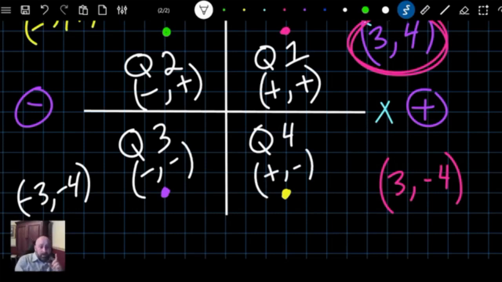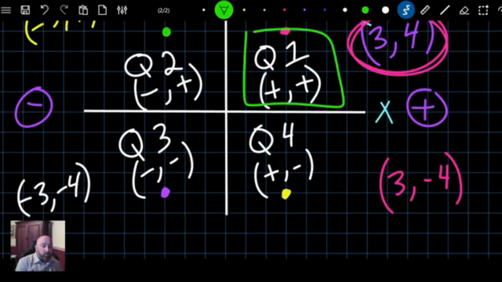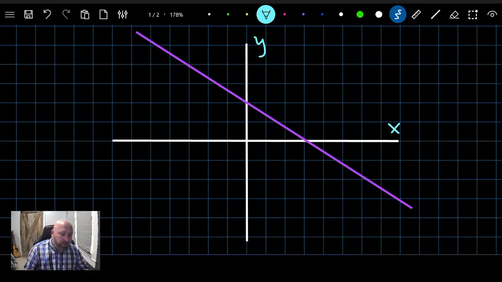Make sure that you memorize those quadrants. It's very important, because they're going to ask you questions like, okay, 3, 4, what quadrant does that fall in? And you'll need to know, that's quadrant 1, 2, 3, or 4. And remember how they go around. They start in the upper right quadrant and go counterclockwise, the opposite way that a clock goes.